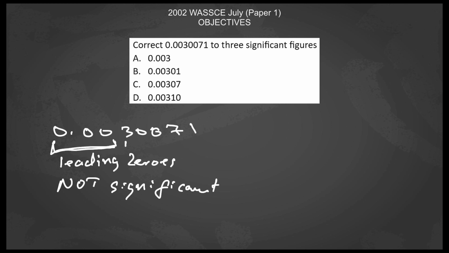So we come down to this part. So we have 3, and then these 2 zeros here are what we consider captive, and we learned that captive zeros are significant. So that would give us 3 significant figures here, but this digit 7 is greater than 5, so we have to round the 0 to 1. So we can rewrite this number as 0.00301. Therefore, in this particular case, it appears that option B has to be our correct answer.